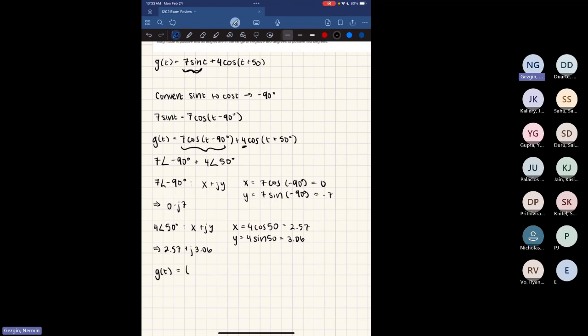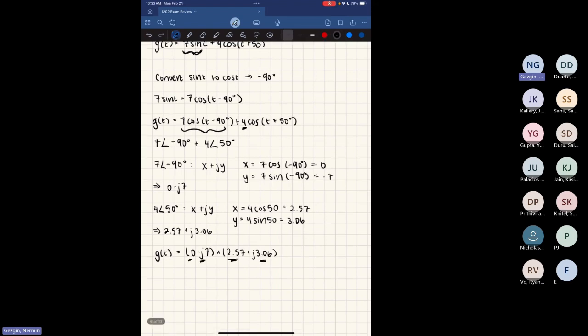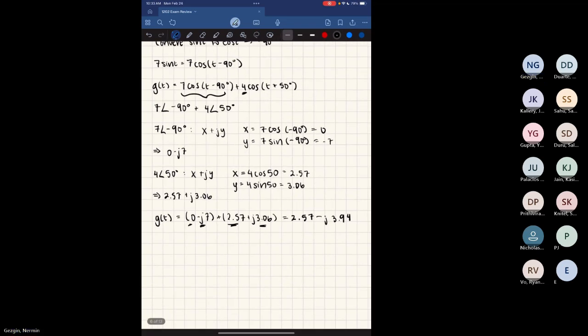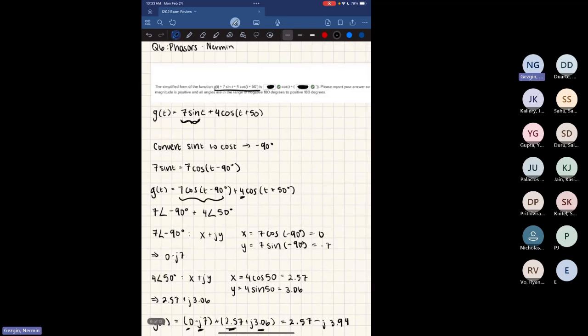So we get g of t is equal to 0 minus j7 plus 2.57 plus j3.06. Remember, we can only add this component with this one and this one with this one. So adding this, we get 2.57 minus j3.94. And now looking at the question, it wants it in the form that we had originally.